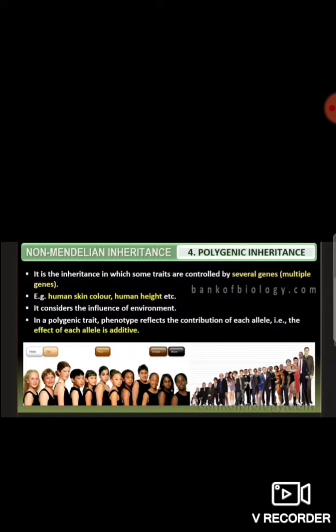Okay, examples: human skin color, human height, etc. It considers the influence of environment. In the polygenic trait, phenotype reflects the contribution of each allele, that is, the effect of each allele is additive.